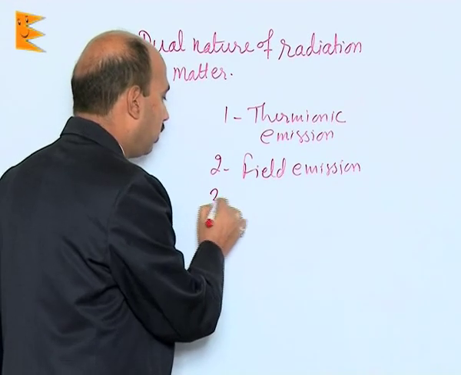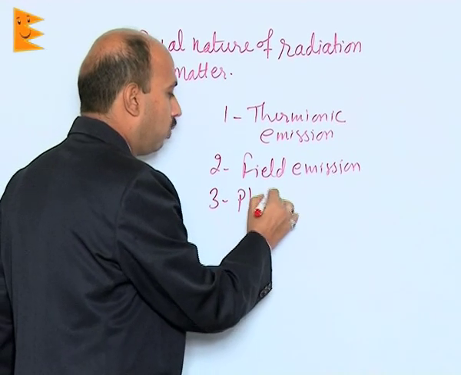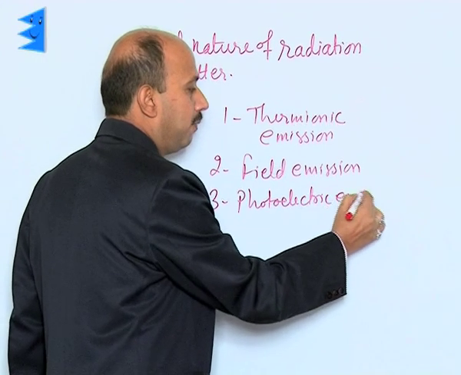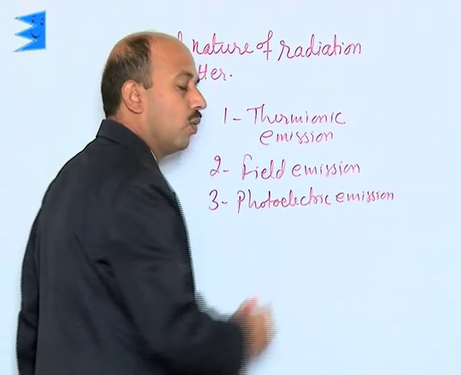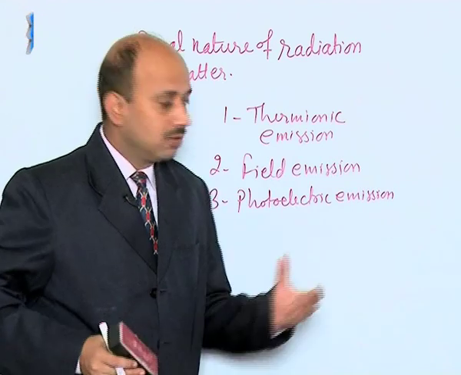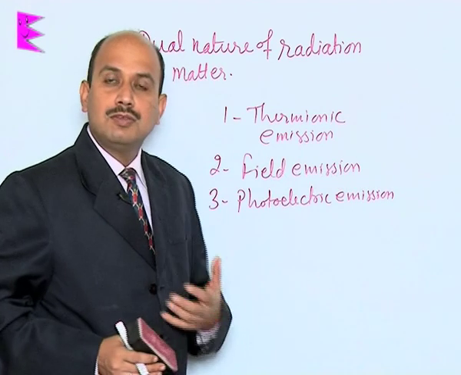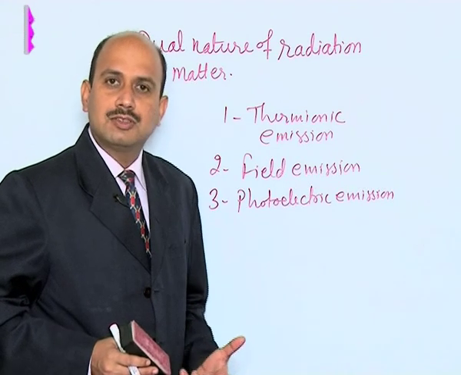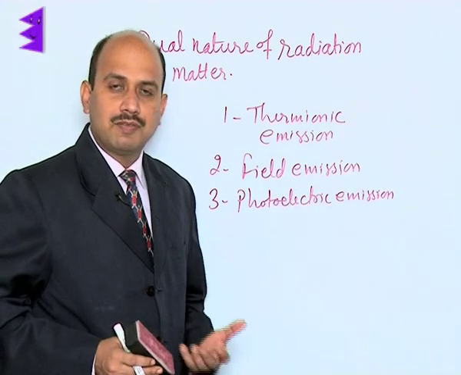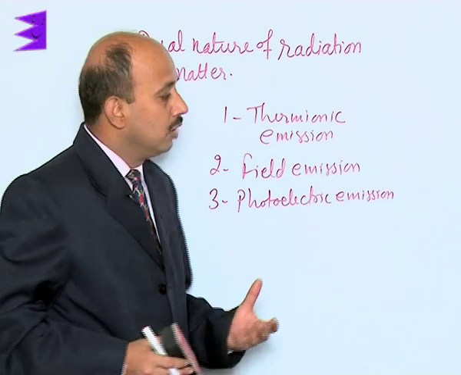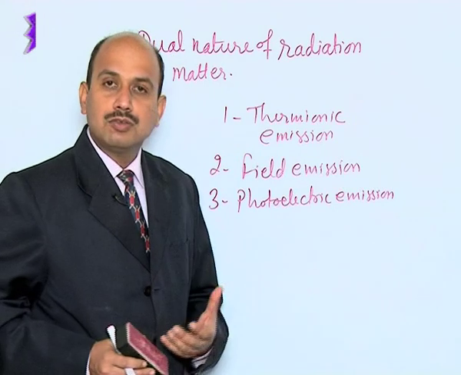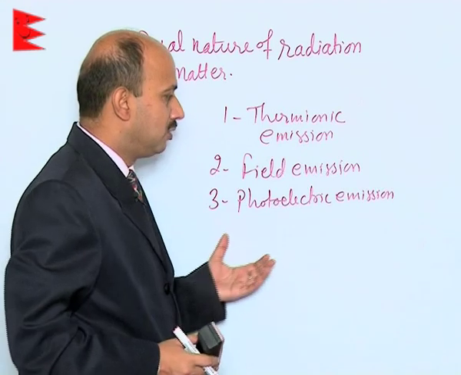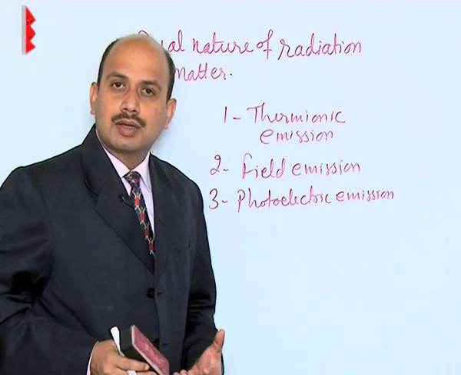Third one is called photoelectric emission. In photoelectric emission, radiations of suitable frequencies are made to fall on the metal surface. Because of the frequency of the radiation, we get the energy, that is phi naught is equal to h nu naught. So, by making radiations of suitable frequency fall on the metal, we can emit the electrons. That type of emission is known as photoelectric emission.